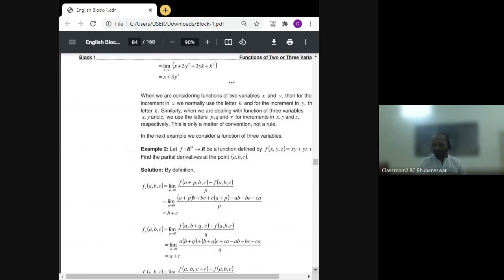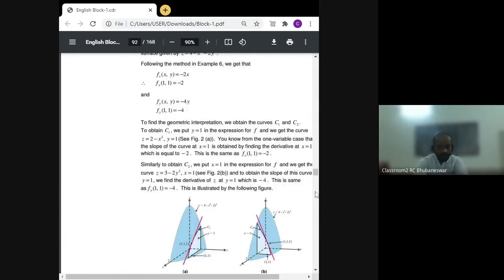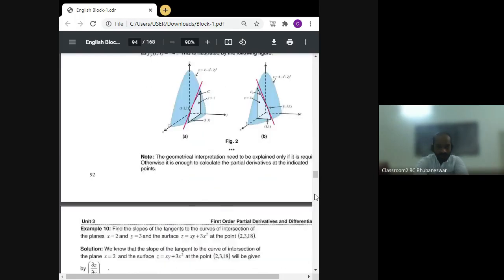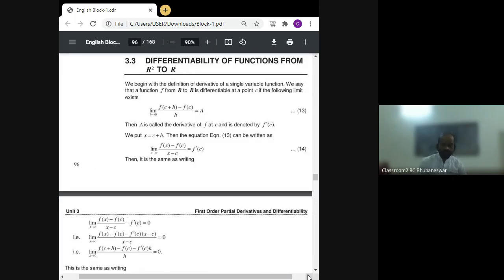The definition is given on page number 97, so let us move to page number 97. As we have little time left, let us discuss this on page number 97. This is the differentiability of a function defined from R square to R.